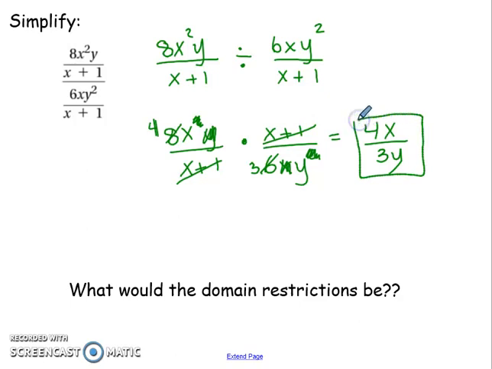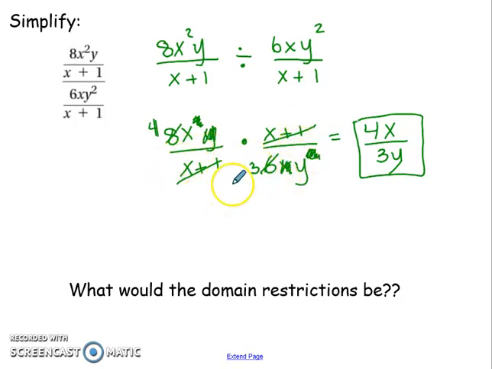Then, just like we do for everything else with rationals, we have to make sure that we include our domain restriction in our answer. Because this is a division problem, we want to go back and say we need to set the bottom of the first to 0 and the top and bottom of the second. The denominator of the second fraction was x plus 1 in the beginning. When we flipped it, the 6xy squared became the denominator. So both of these were denominators at some point.